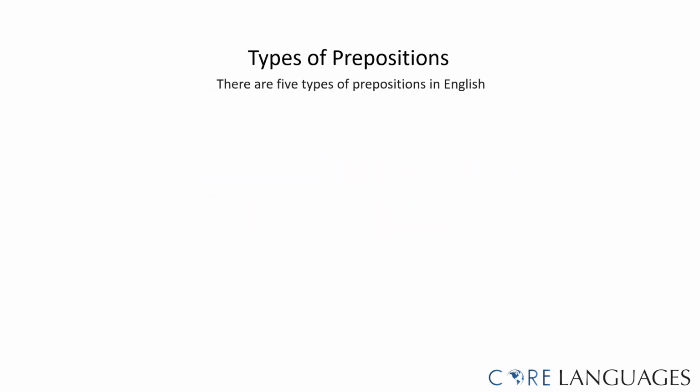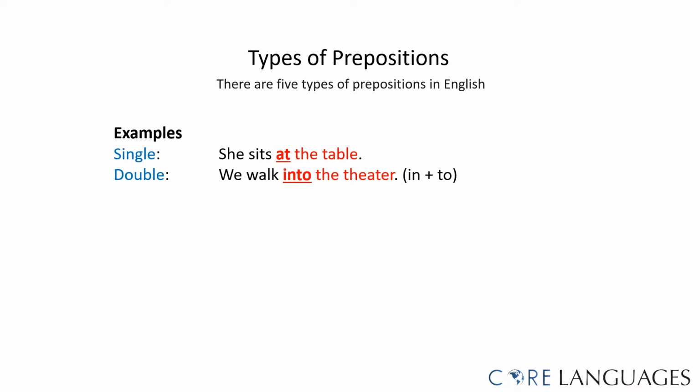There are 5 types of prepositions in English. Look at these examples. There are single prepositions. For example, she sits at the table. At is a single word or a single preposition. There are also double prepositions. For example, we walk into the theater. Into is a double preposition. It consists of in and to.